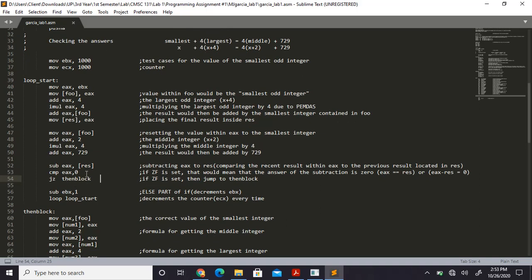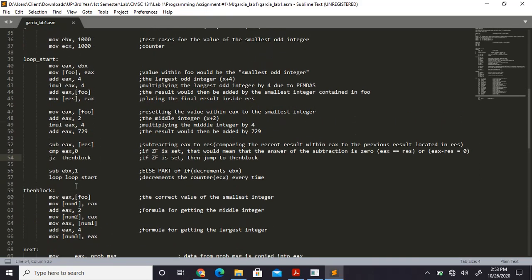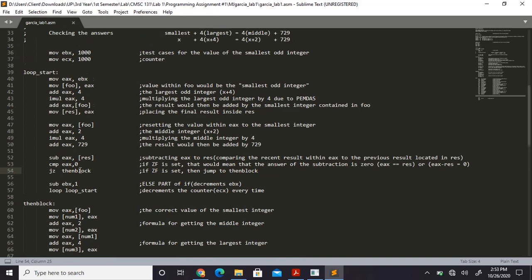So kung naging 0 na kung equal sila at saka 0 yung final na yung result nila dalawa, we would then go to then block. Else, if not, we would just subtract EBX. Like for example, currently 1,000 siya. So kung hindi nag-apply yung 1,000 dito, we would just subtract it to 1. So maging 999. Then loop start once again. And then the process repeats.